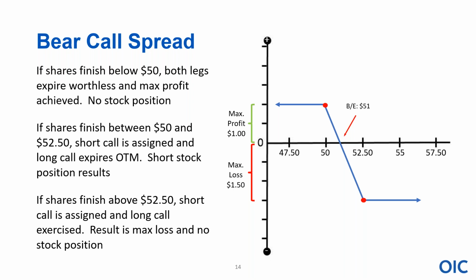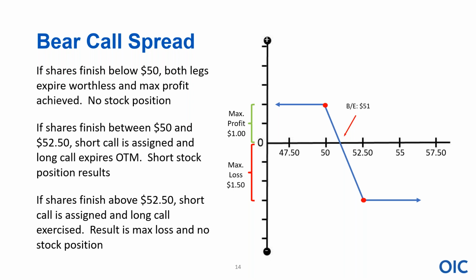Max loss is $1.50, and then with the stock in between, in this case, we're probably going to have to do some position management, because if we do nothing and the stock is in between these strikes at expiration, we will likely be assigned on the 50 call, and we will be stuck with short shares that we may not want to have. If the stock's at 51, the 52.5 call is worth nothing to us.